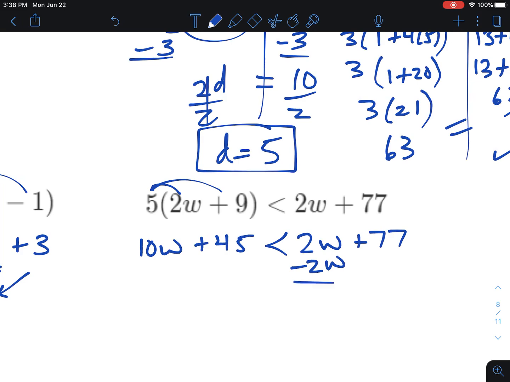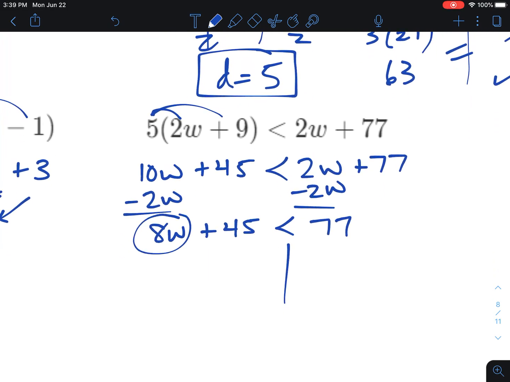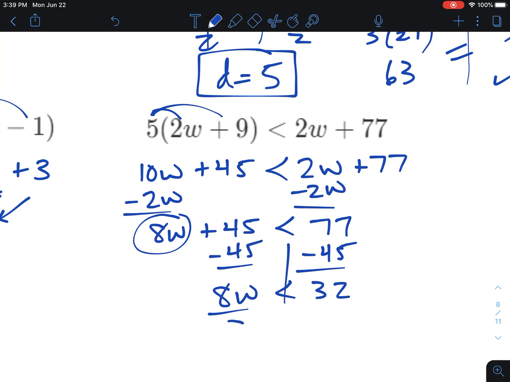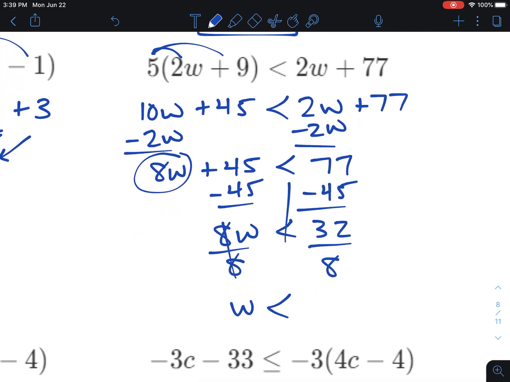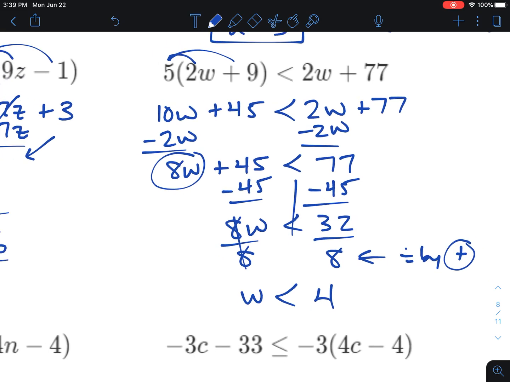And then again, move the smaller variable. So 8w plus 45 is less than 77. And we're back to a 2-step. Minus 45. We get 32. Divide by 8, and you've got your answer. It's not an equal sign answer, it's a less than. We didn't flip the symbol here because we divided by a positive. If you divide by a negative number or multiply by a negative number, then you flip the symbol pointing the other direction.